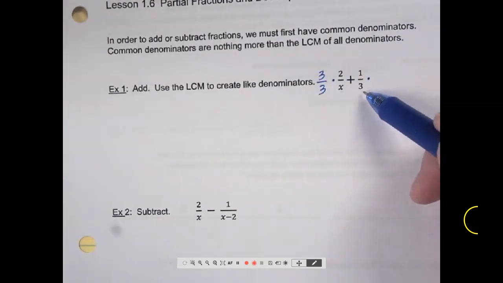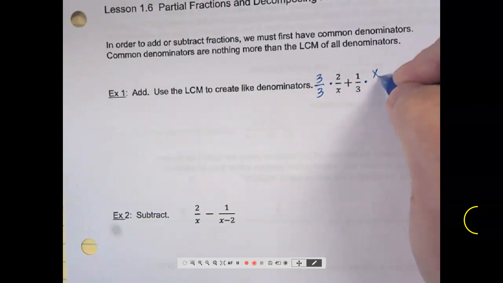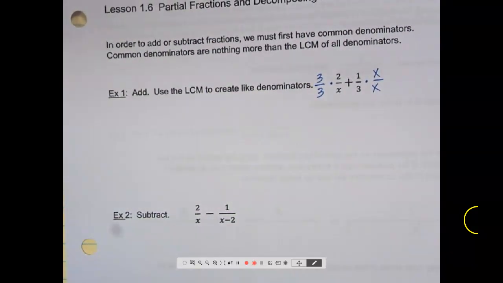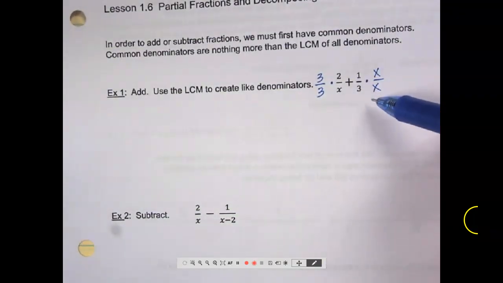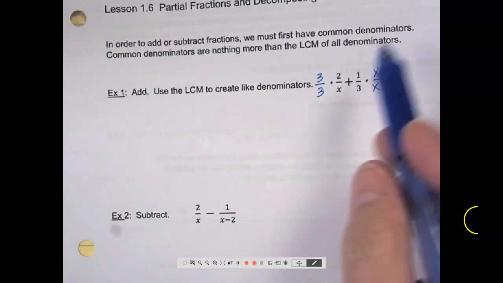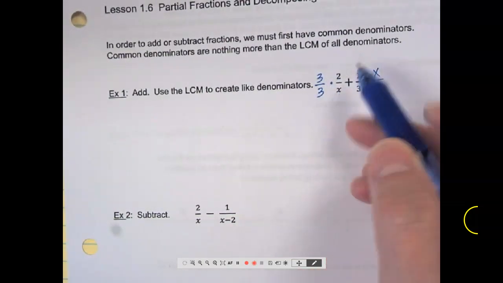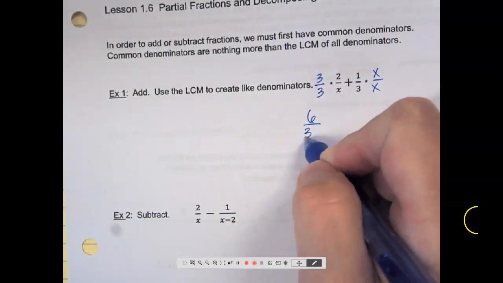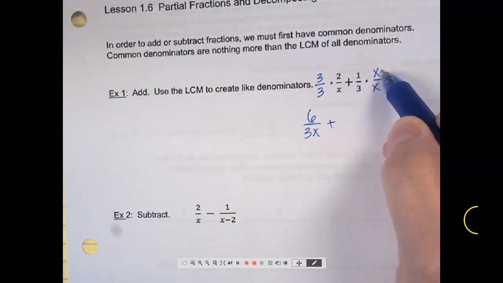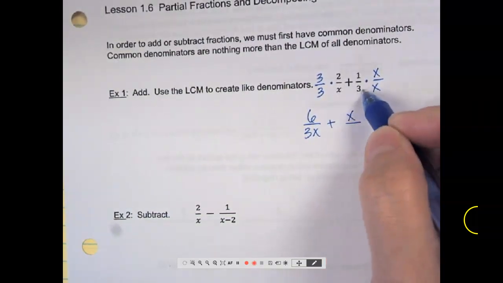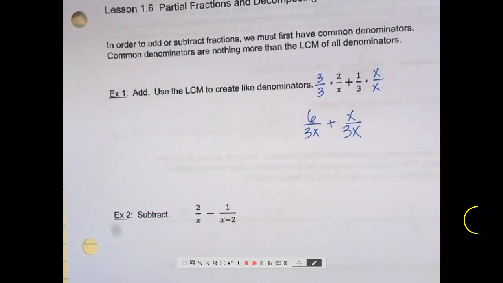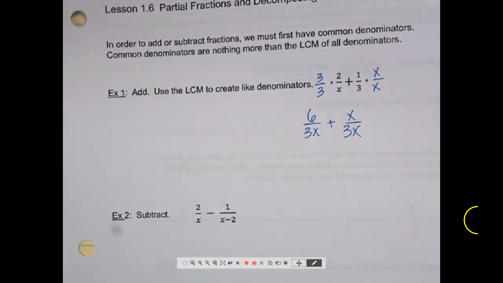Okay, here it has a denominator of 3. I need an x. So top and bottom get multiplied by x. So that again, I'm multiplying by 1. I'm not changing the value of that fraction, but it will change the way it looks. Okay, so this becomes 6 over 3x, and 1x, or just x, over 3x. So at this stage, I should have common denominators. If I don't, I did something wrong.